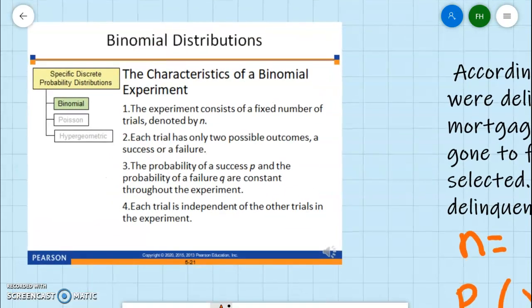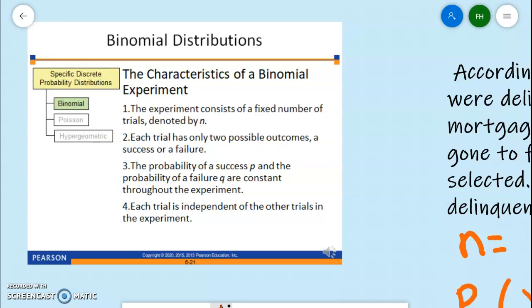Okay, we're going to work a problem on binomial distributions, and I wanted to go over the characteristics of a binomial distribution just to make sure you understand how to identify one. First of all, there should be a fixed number of trials, and each trial should only have two outcomes. So remember, binomial means like bicycle means two, so there's two outcomes.